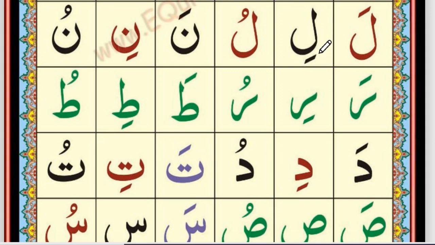Lam, zair li. We read zair by dropping our voice. This is pesh on lam, and we read lam with pesh by the rounding of both our lips, because we read pesh by the rounding of our lips.